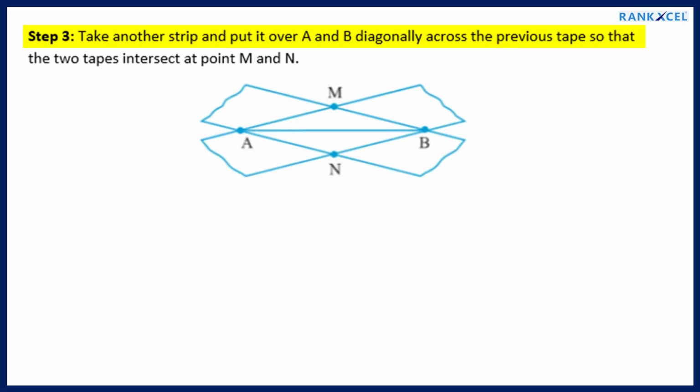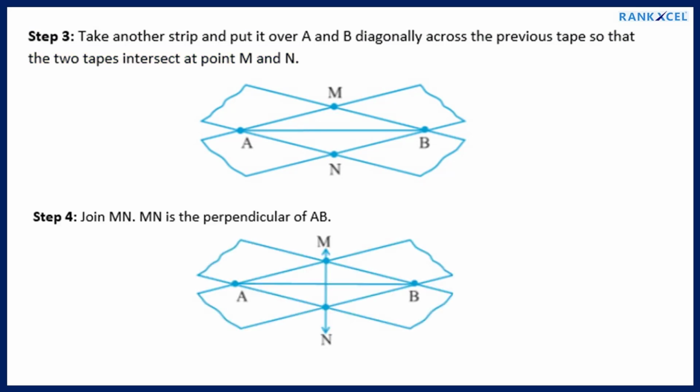Step 3. Take another strip and put it over A and B diagonally across the previous tape so that the two tapes intersect at points M and N. Step 4. Join MN. MN is the perpendicular bisector of AB.